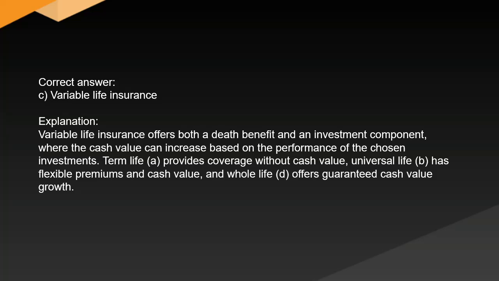Explanation. Variable life insurance offers both a death benefit and an investment component, where the cash value can increase based on the performance of the chosen investments. Term life, A, provides coverage without cash value. Universal life, B, has flexible premiums and cash value. And whole life, D, offers guaranteed cash value growth.